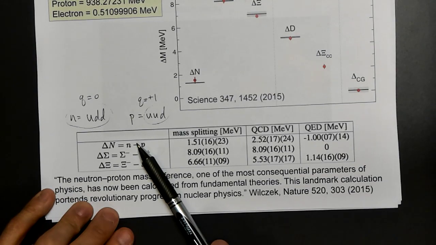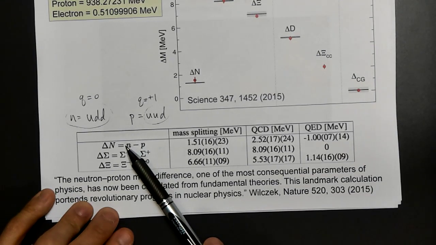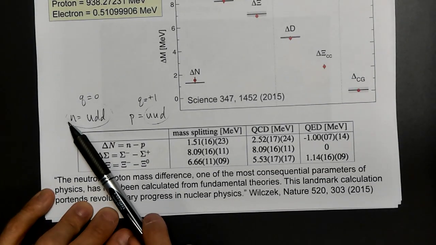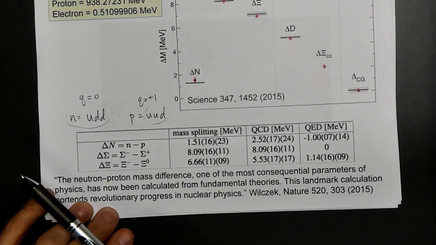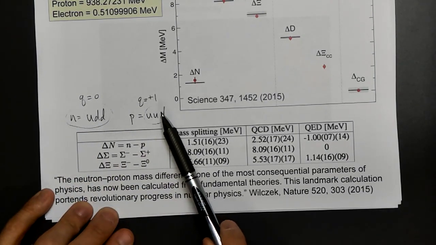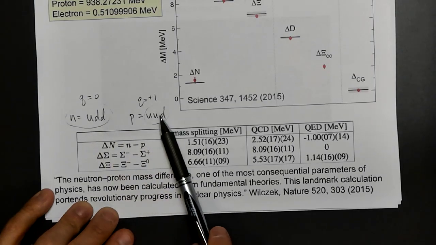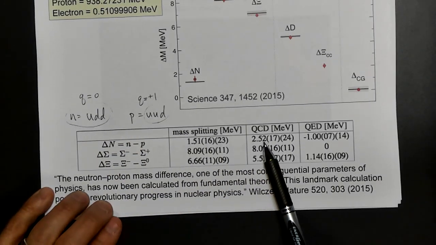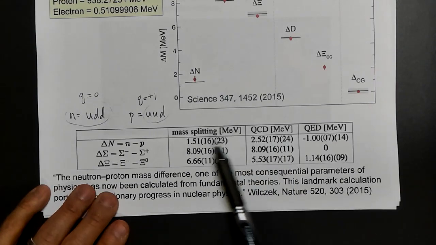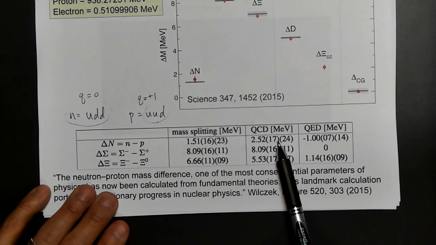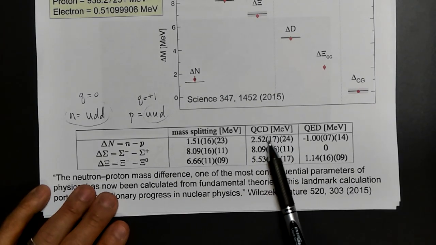One is the fact that the down quark mass is larger than the up quark mass, and at the simplest level, the neutron is an up-down-down system, and the proton is an up-up-down system. So as a result, because the down quarks have a heavier mass, the neutron has a heavier mass. That's the so-called QCD contribution, and the QCD part of the mass difference is about 2.52 MeV with these error bars from the calculation.